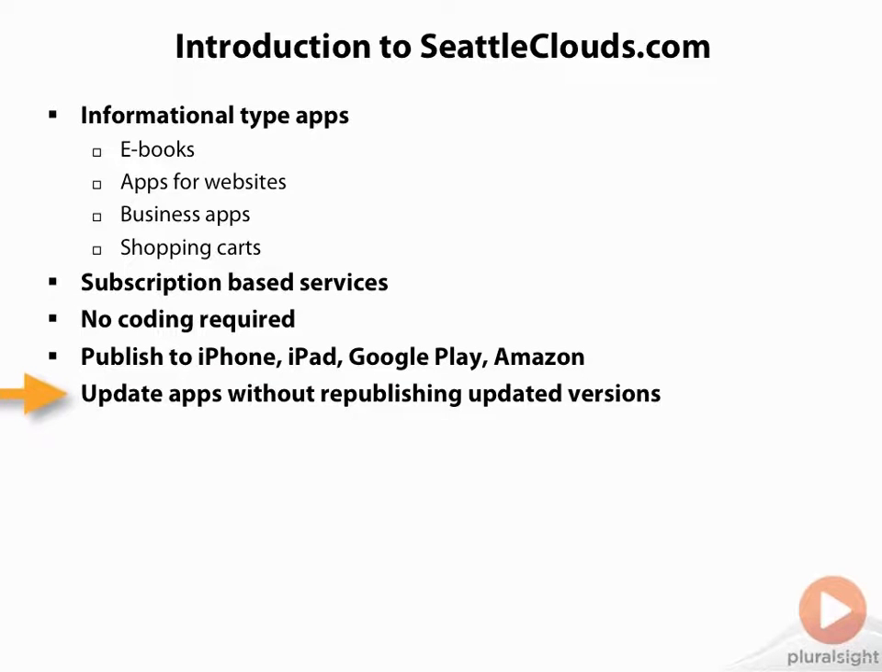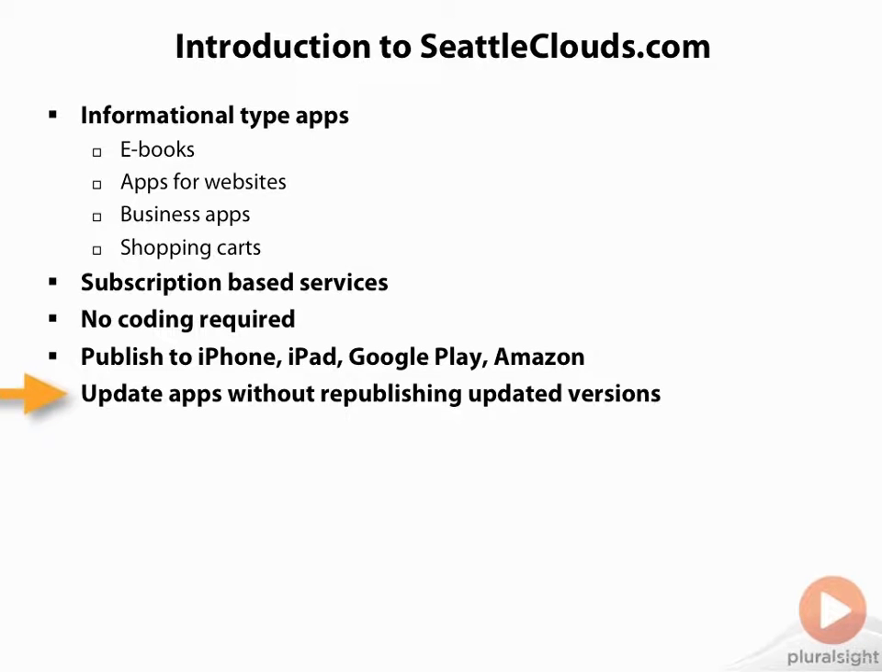If you have an iPad or an iPhone app, and you want to provide an update to that app, you have to submit it for their approval process. That can take up to 2 weeks. And so that really makes it hard to provide constant updates and content. With Seattle Clouds, they provide a handy feature for you to do that. So all a user would have to do is press the refresh button and they get all the new content without having to wait for that approval process.